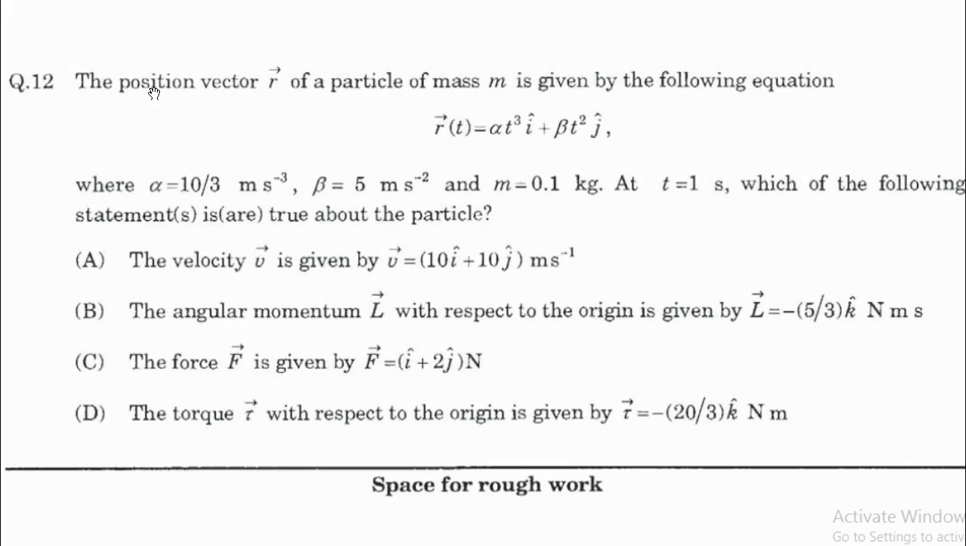It is given the position vector R of a particle of mass m. The position vector is varying with time as alpha t cube I plus beta t squared j. Alpha is given, beta is given, both are constants, mass is given. We'll have to see what option is correct. First, the option gives velocity v. Second, angular momentum L. Third, force. And last, torque. These are only formula based, so we can do it. I'll do just velocity and force; angular momentum I will deal with later.